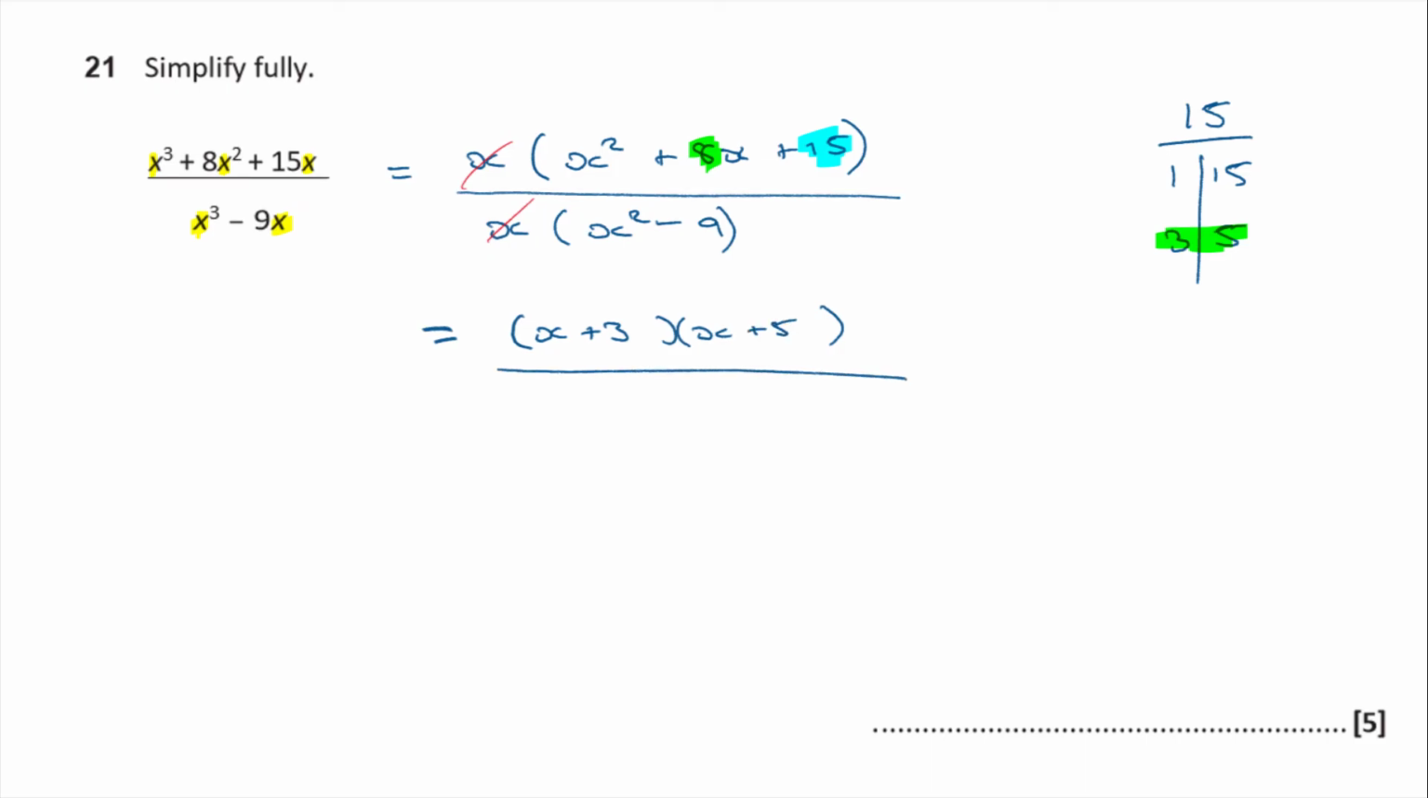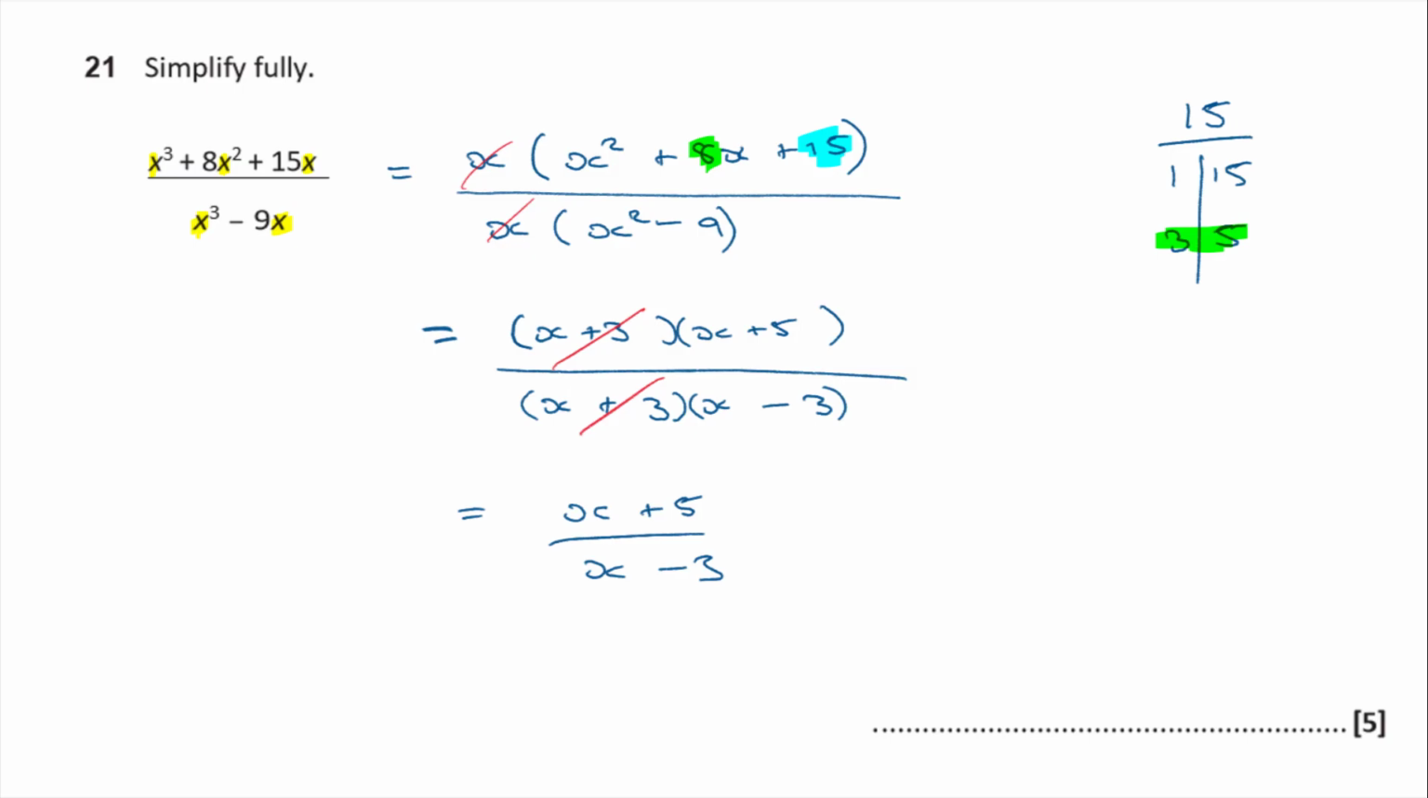Right, and then underneath I've got a difference of 2 squares, which I know also factorizes into 2 brackets. x squared, the root of x squared is x. It's going to go there and there. The root of 9 is 3. It's going to go there and there. I'm going to have 1 plus, 1 minus. So x plus 3, x minus 3. And can you see I've got an x plus 3 on both the numerator and the denominator? I mean, we can now cancel those as well. And that's going to leave us then with x plus 5 over x minus 3.